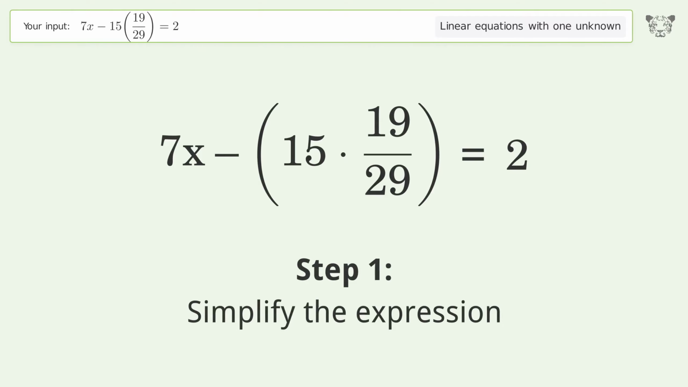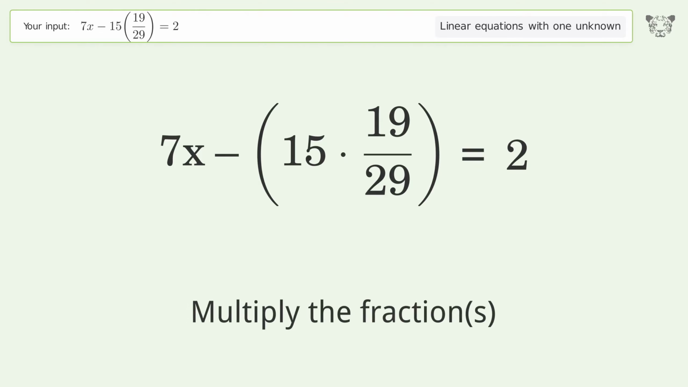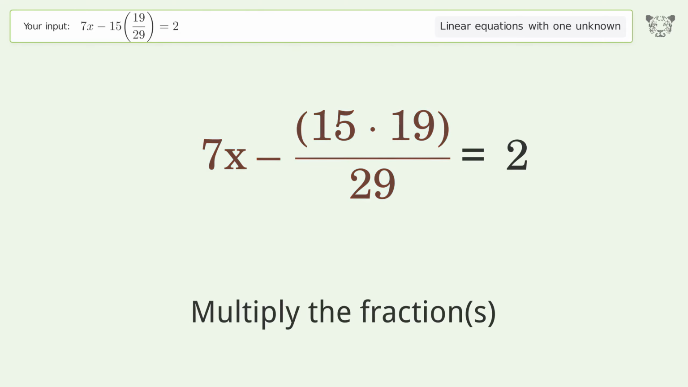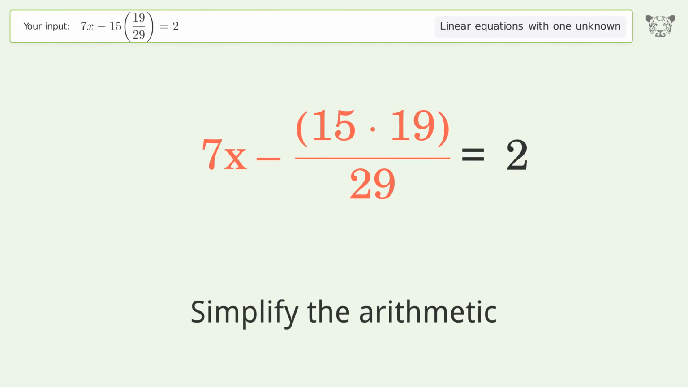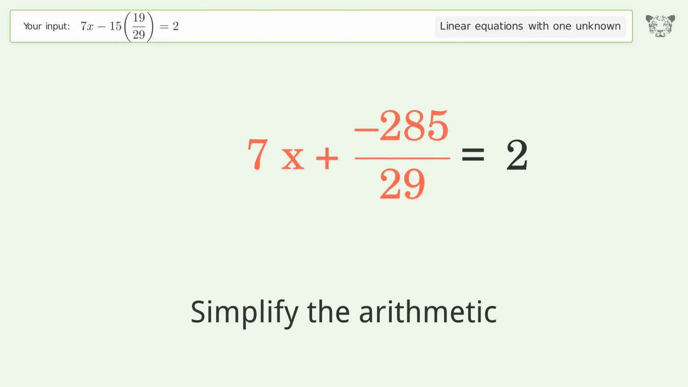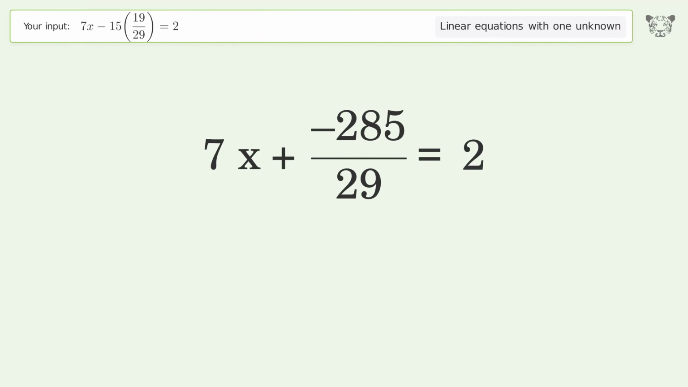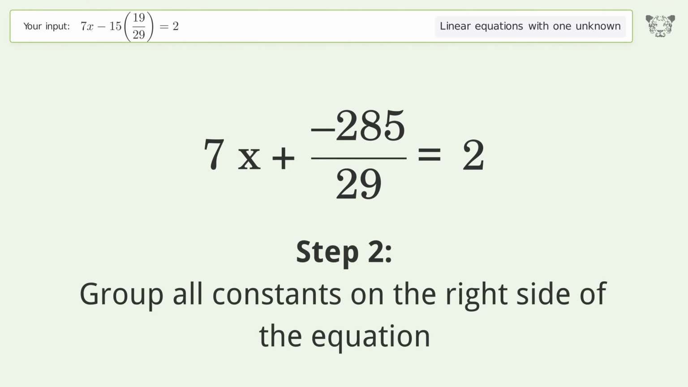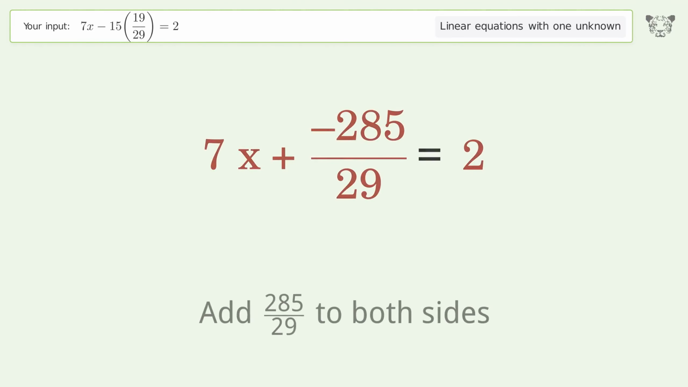Simplify the expression. Multiply the fractions. Simplify the arithmetic. Group all constants on the right side of the equation. Add 285 over 29 to both sides.